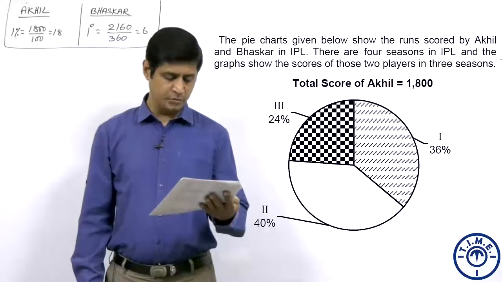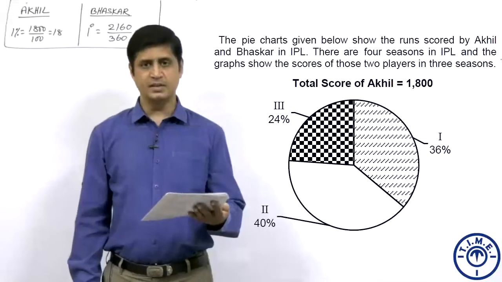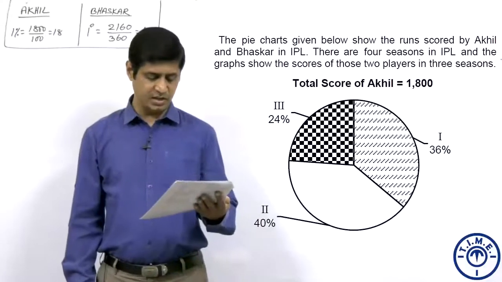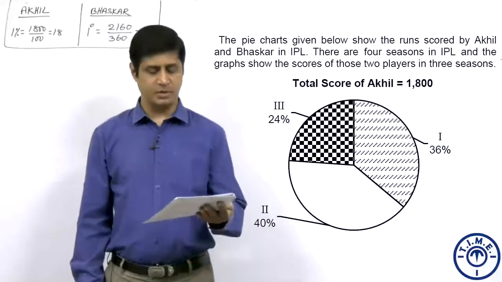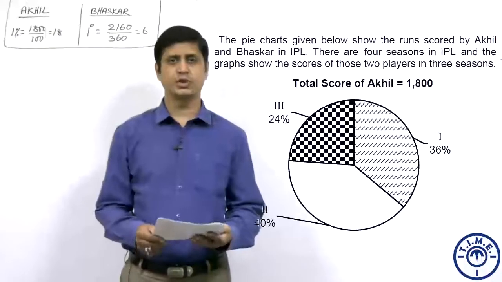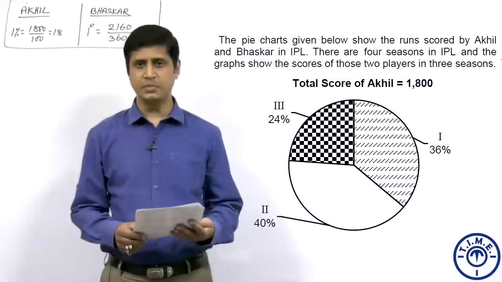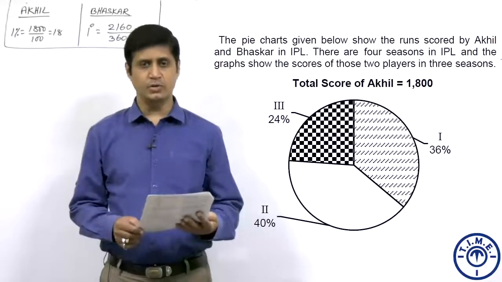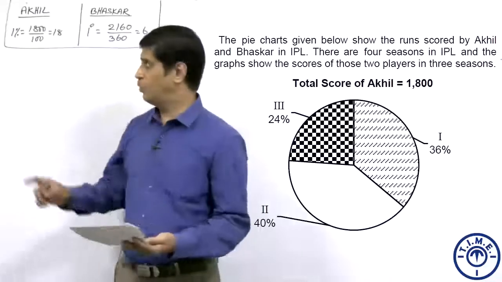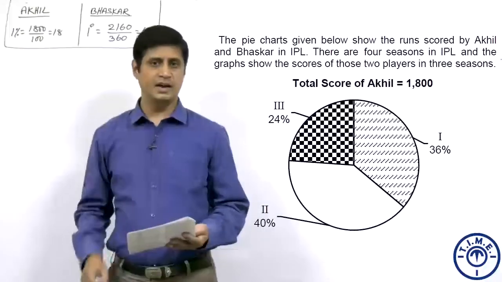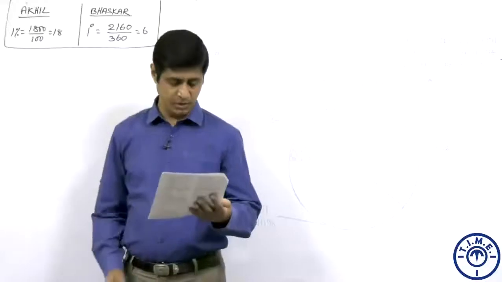Now the total score of Akhil is 1800 in these 3 seasons. The 3 seasons are the first season 36%, second season 40%, and third season 24%. The values are given in percentages, so the total sum of all these percentages is 100. So 100% is equal to 1800. What is the 1% value? 1% is equal to 1800 by 100, which results in 18.